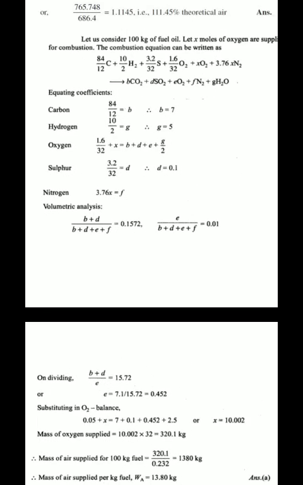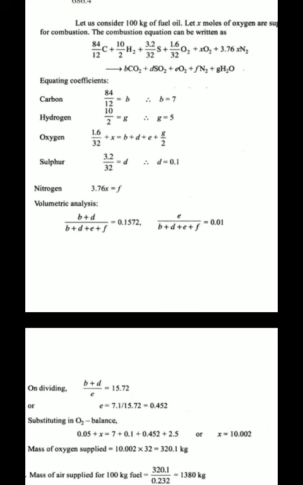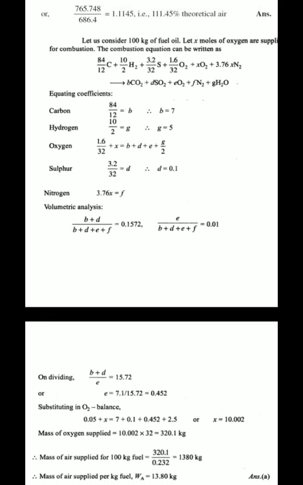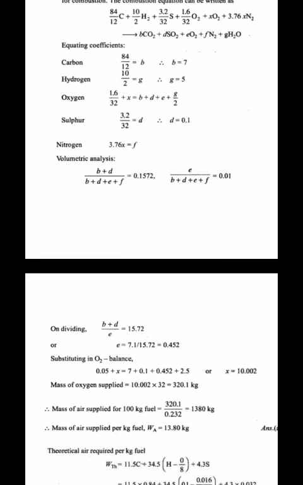From the volumetric analysis or the DFG analysis, where only the dry products on the right hand side are considered, B plus D, because the combined effect of CO2 and SO2 is given as 15.72%. So we can write B plus D divided by B plus D plus E plus F. Here we consider B, D, E, F, but G is neglected because in volumetric analysis or DFG analysis we never consider the water part. So by putting all these values, we can find the value of X.